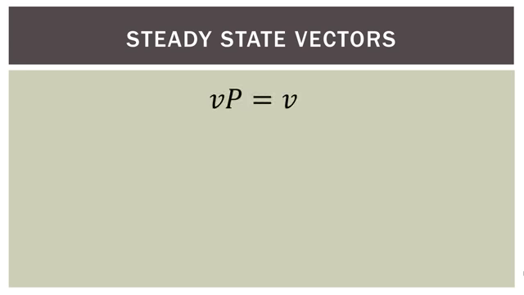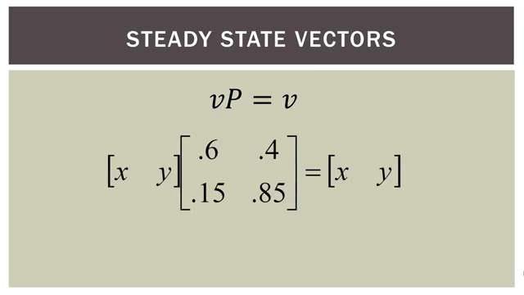So let's look at this equation and talk about it because it's very important to actually solving these for the exact probabilities. So here's our starting point. V, our initial state vector, times P, our transition matrix, gives us V in return. So another way of thinking about that is our initial state vector, which in this case, we don't know. We're trying to solve for it. We're trying to find out exactly what it is.